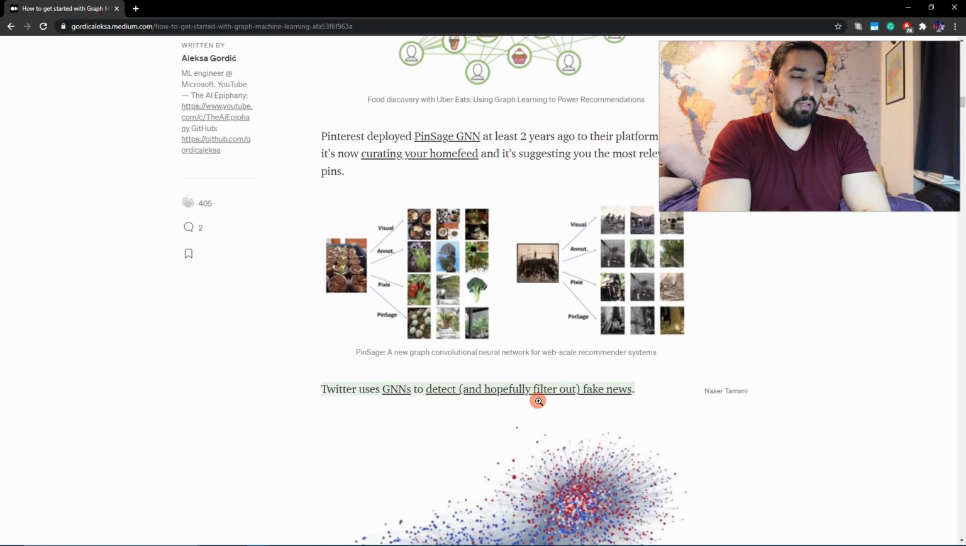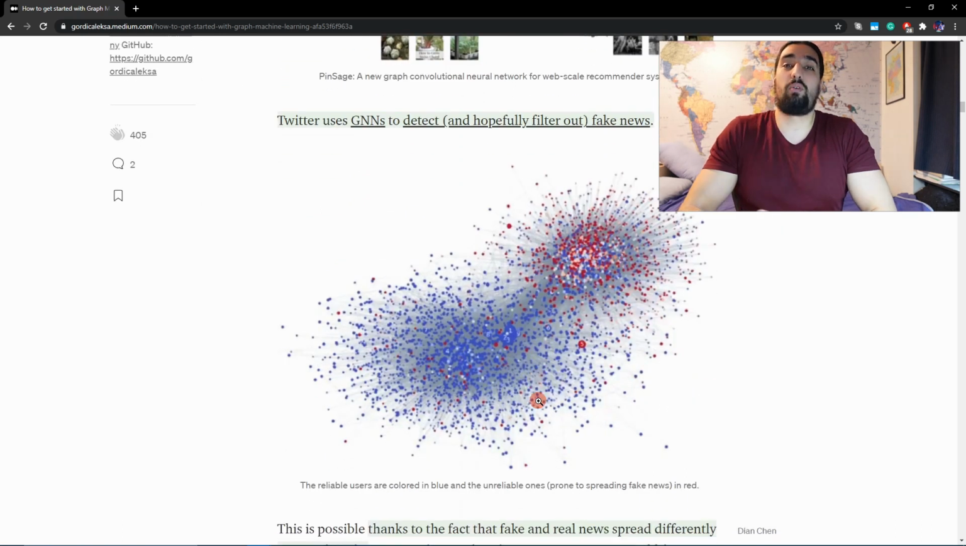So those are some nice applications. And aside from recommendation systems, we have fake news detection GNNs, and that's so important.